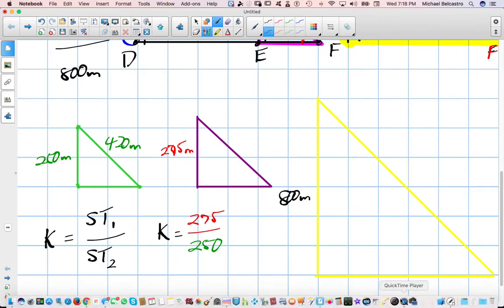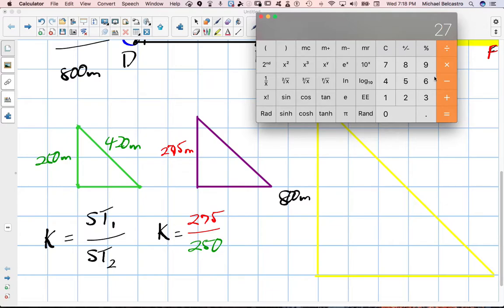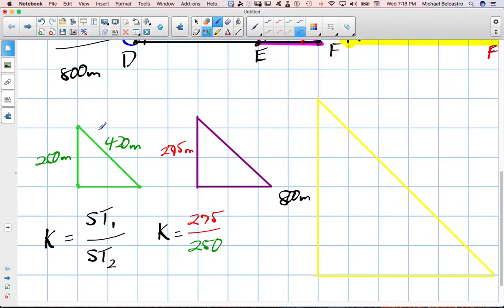So we'll get a calculator out for this part. 275 divided by 250. This is a scale factor, 1.1. Great. So what that means is, if I'm going from here to here, I multiply by 1.1. But if I'm downsizing, going this way, I would divide by 1.1. Because this is the information we do have and this is our unknown, we're going to be multiplying up.